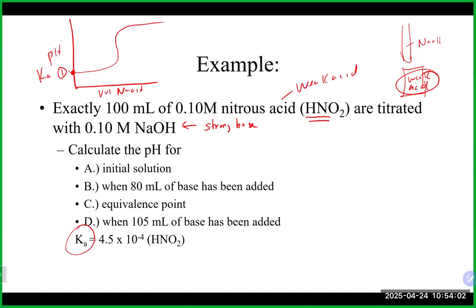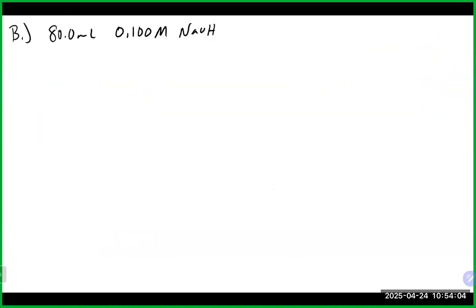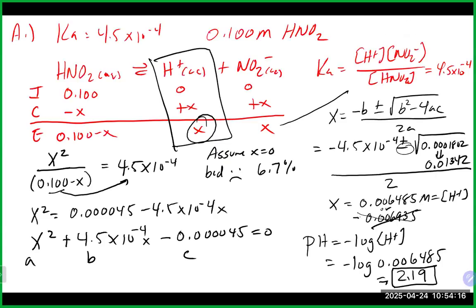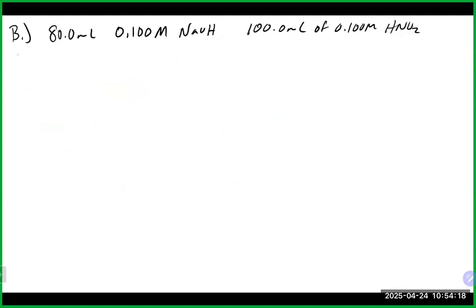So that means we do need to do moles. So we're going to do 80 milliliters of our 0.1 molar sodium hydroxide. And we're going to add that, I think it was 100 milliliters, right? Yeah, 100 milliliters of our acid there to 100 milliliters of 0.1 molar HNO2, and our Ka still 4.5 times 10 to the minus 4.